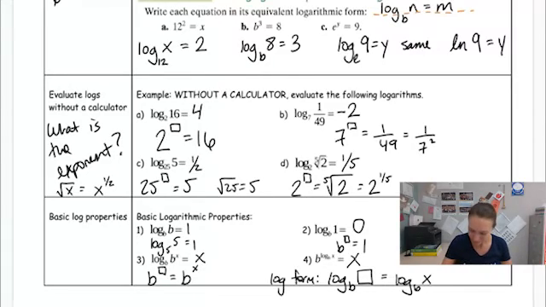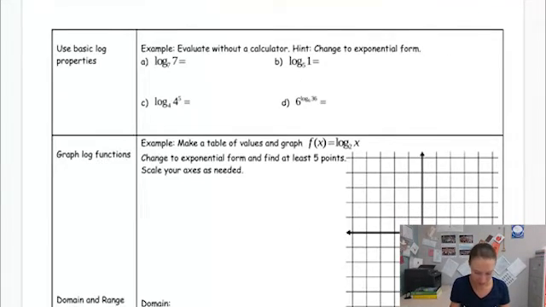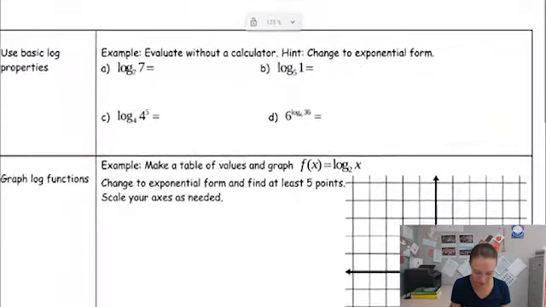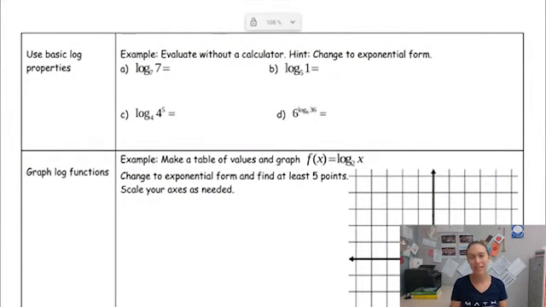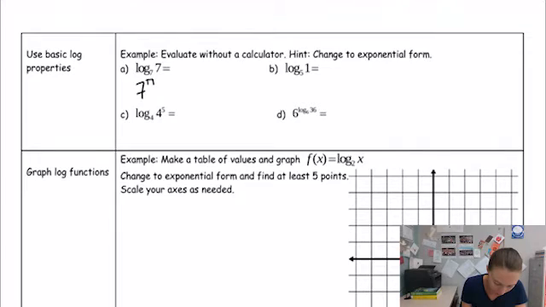All right, so on our next page, we're going to evaluate these without a calculator. So again, if you're struggling using those properties we just learned, change them to exponential form and then see where you go from there. So 7 to the what power is 7?